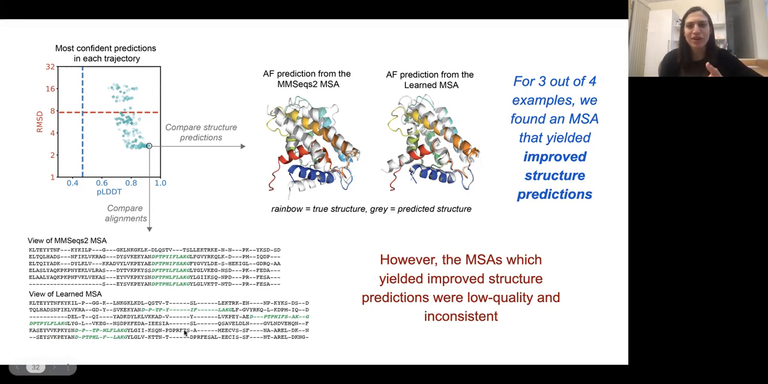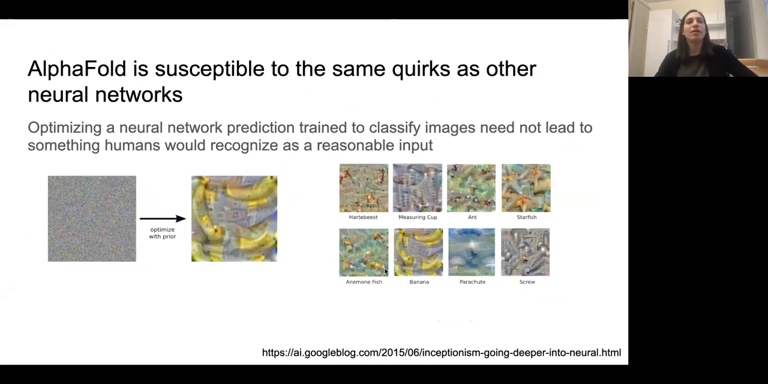There are also all sorts of other inconsistencies, like 2 sequences in the MSA that look nearly identical to each other get aligned to the query completely differently. So we found that the multiple sequence alignments that yielded these improved structure predictions were low quality and inconsistent. And it wasn't just this example. We found this to be the case across the other examples where we were seeing improvements. So what gives? My takeaway from this is that AlphaFold is susceptible to the same quirks as other neural networks.